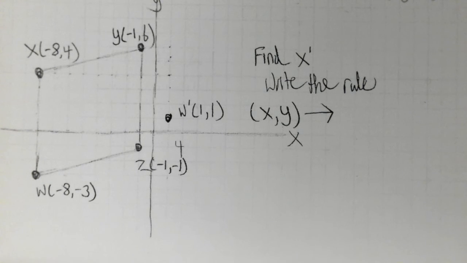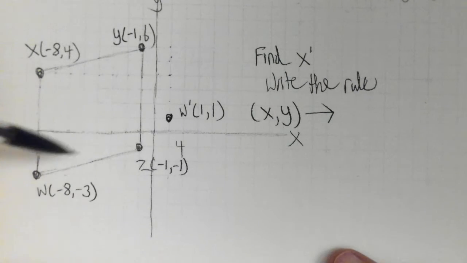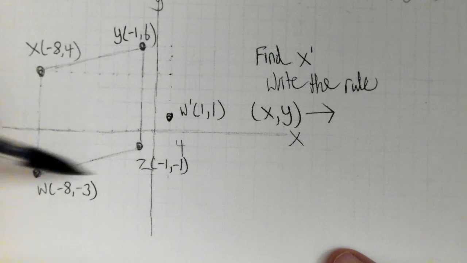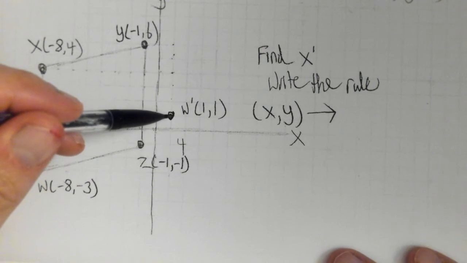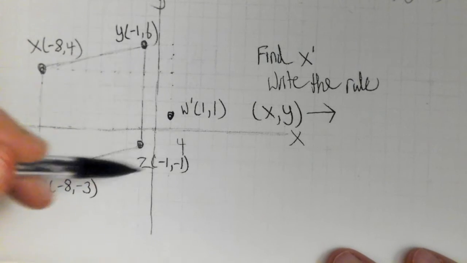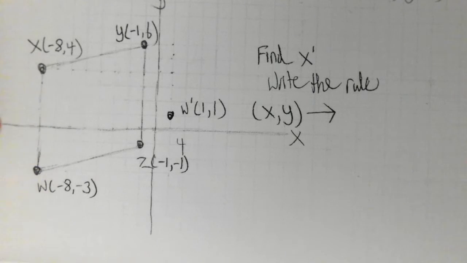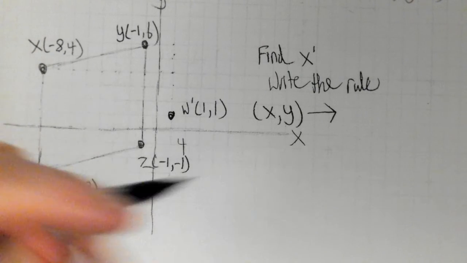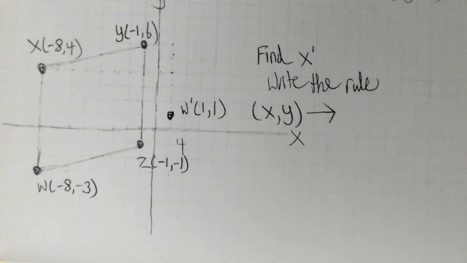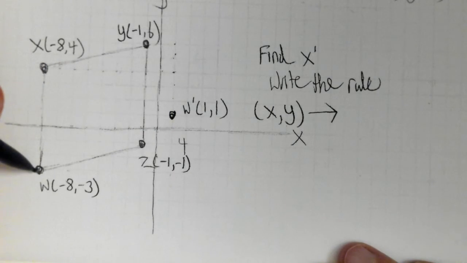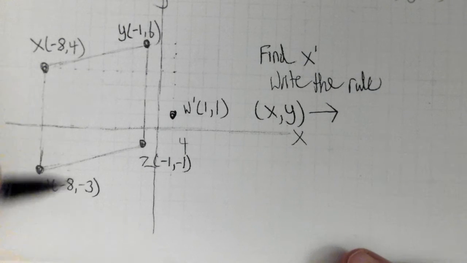All right, so here's the question. If I know the movement of one of the points, like from W to W prime, the question is, could I use that to get all of the points? And the answer is yes, because remember, if one moves over 2 and down 4, then they're all going to move over 2 and down 4. So if I want to find the coordinates for x prime, I need to figure out what the translation movement is from W to W prime and then apply that to the other points. All right, so let's see if we can figure this out.